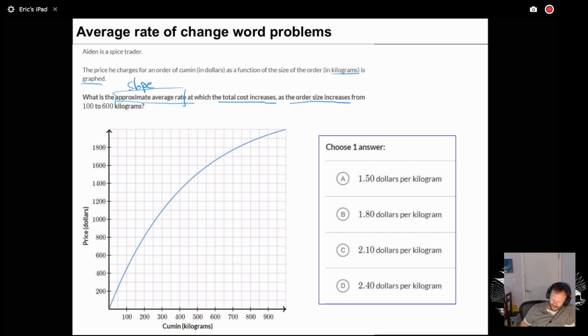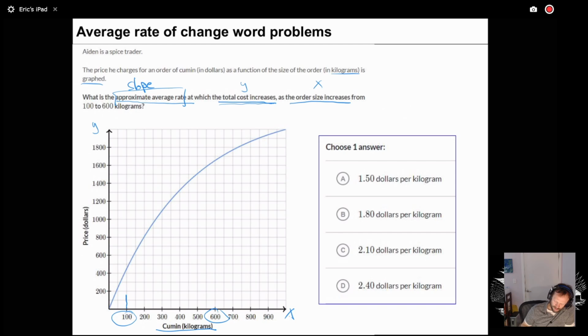So again, as the order size increases, as we're going from left to right on X, what happens to Y? We're increasing from 100 to 600, and we're trying to find out what happens to the total cost over that interval.